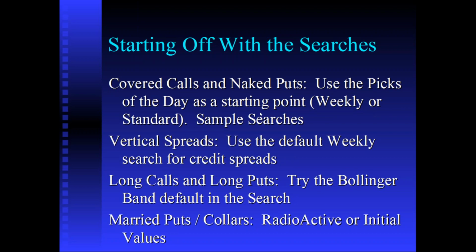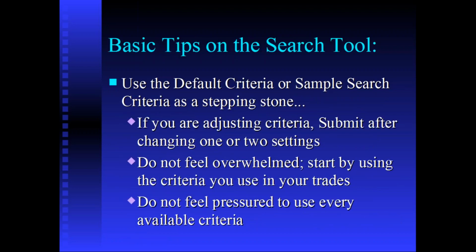Okay, so for covered calls and naked puts, you can use the picks of the day as a starting point. It's a great place to get started. The default searches, talked about that one there. For long calls and long puts, I'd suggest trying the Bollinger Band default search as a starting point. That's where Ernie and I would start, and then customize it based on that. Those of you that are doing protected positions for married puts, use a radioactive trade as the default that comes up. Those are the positions I open regularly in my personal account for the Fusion subscribers at Radioactive Trading, and for callers, it's the initial value search.